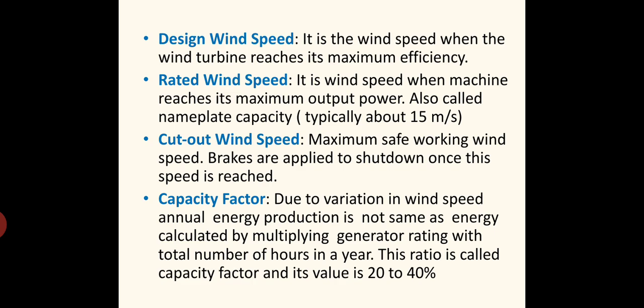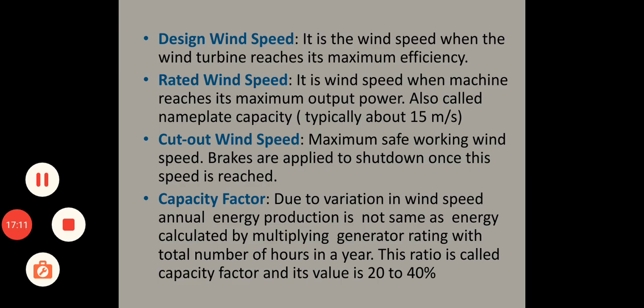Now coming to the next important term, that is capacity factor. Due to the variation in the wind speed, annual energy production is not the same as the energy calculated by multiplying generator rating with the total number of hours in a year. This ratio is called the capacity factor and its value is 20 to 40%.